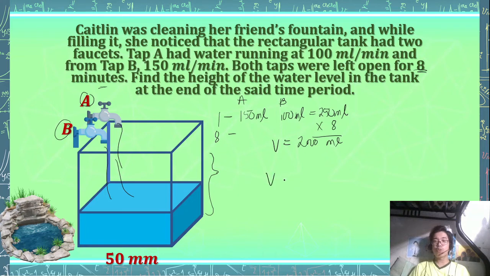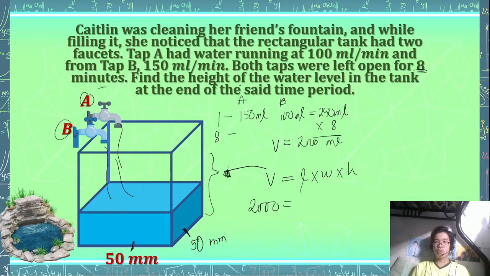We're going to use the formula for finding the volume of a rectangular prism, which can also be called a cuboid. The formula is the volume, V, is equal to length times width times height. And we know that the volume is equal to 2000. We also know that the length and the width should be the same. Why? Because it says here it has a square base.